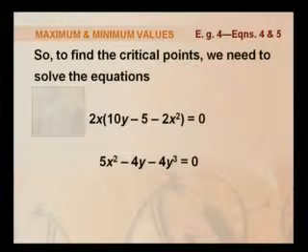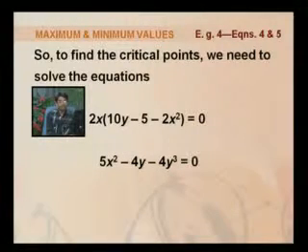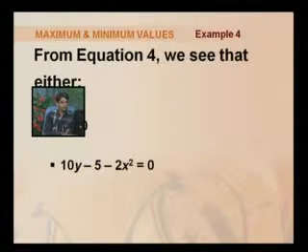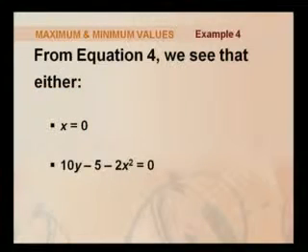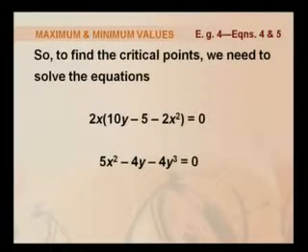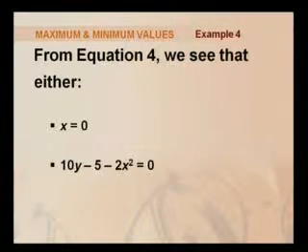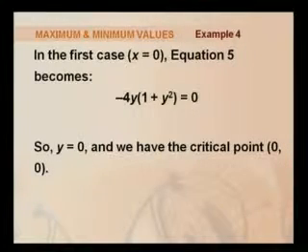So 2x times (10y minus 5 minus 2x squared) is equal to 0, and 5x squared minus 4y minus 4y cubed is equal to 0. From equation number 4 we see that either x is equal to 0 or 10y minus 5 minus 2x squared is equal to 0.